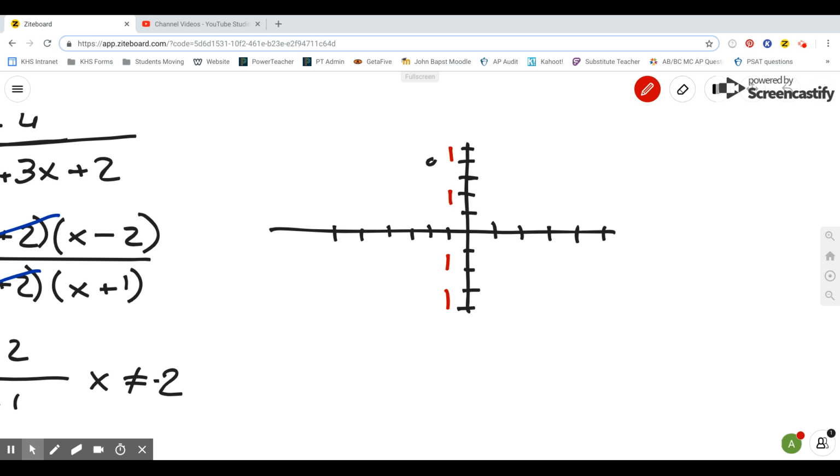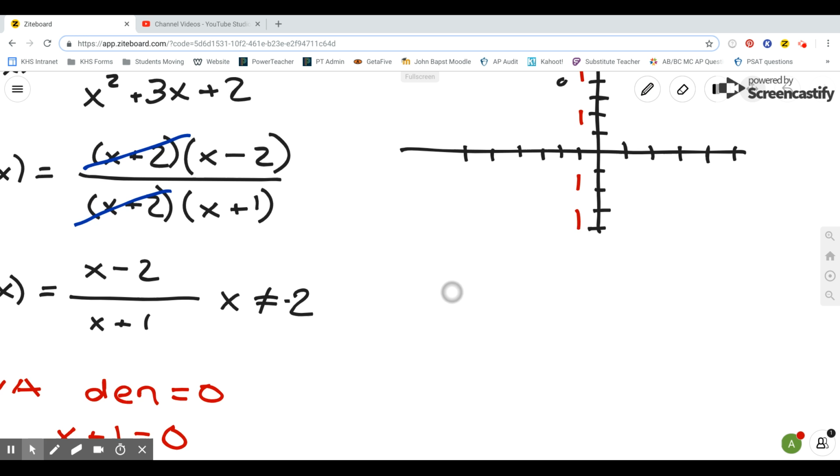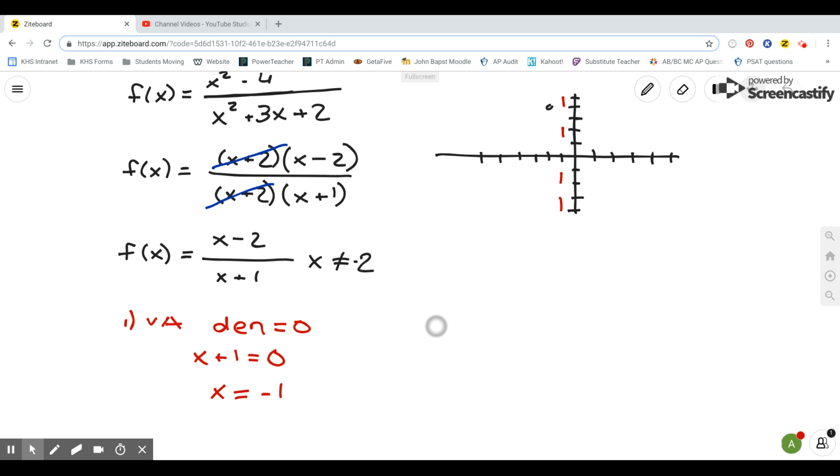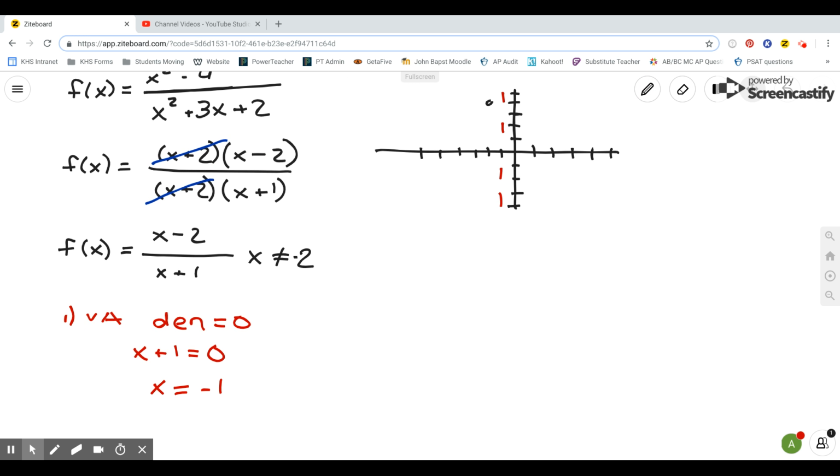And remember, we also want to look for behavior around that vertical asymptote. Notice that it's x plus 1 to the first power. So we are going to have our function going in different directions when it approaches that vertical asymptote. So they're not going to be going in the same direction.